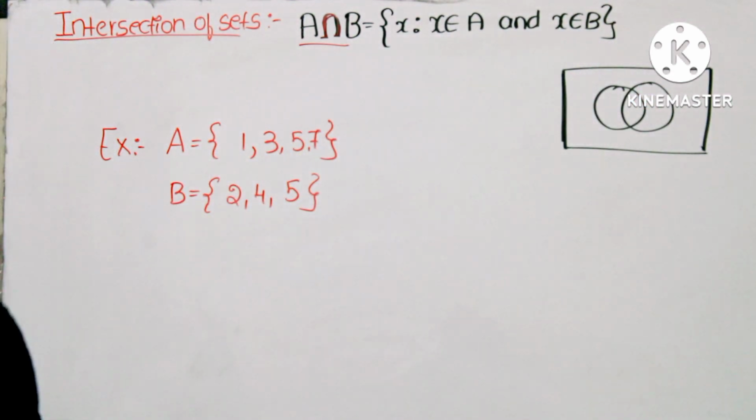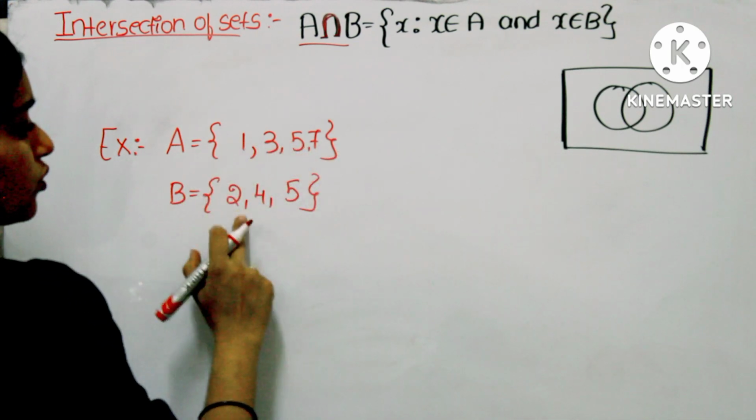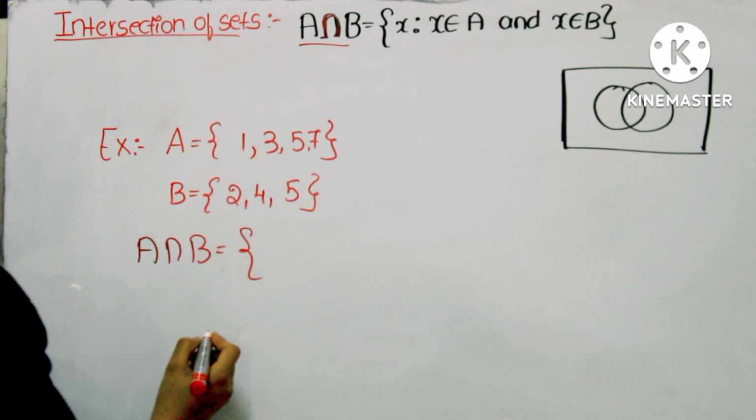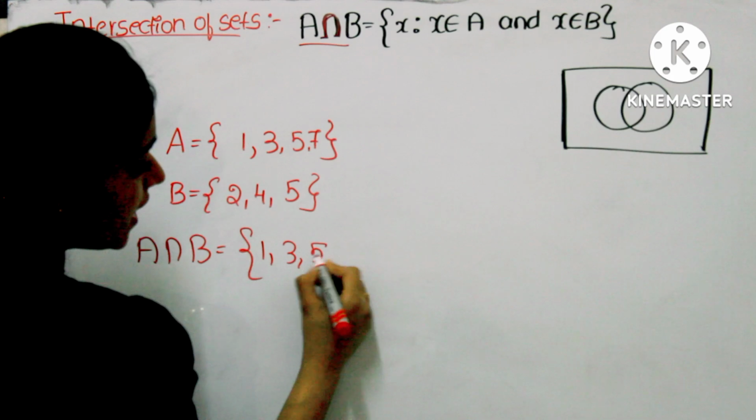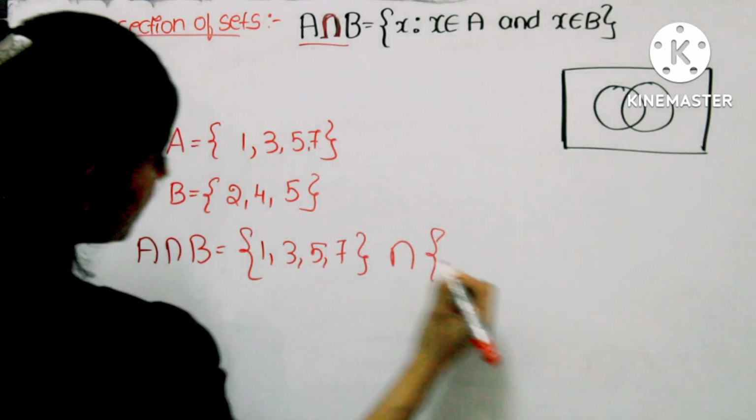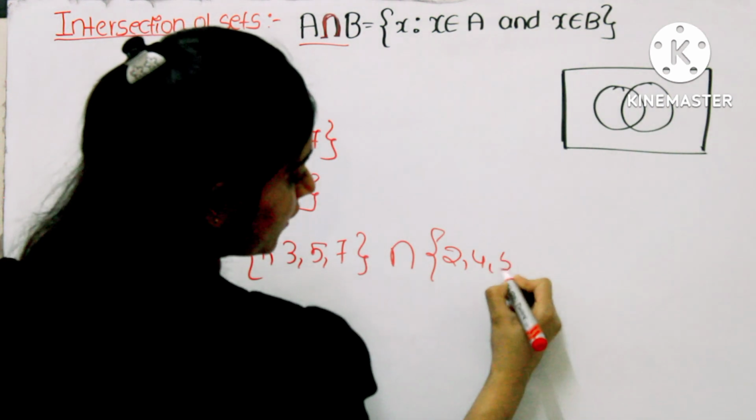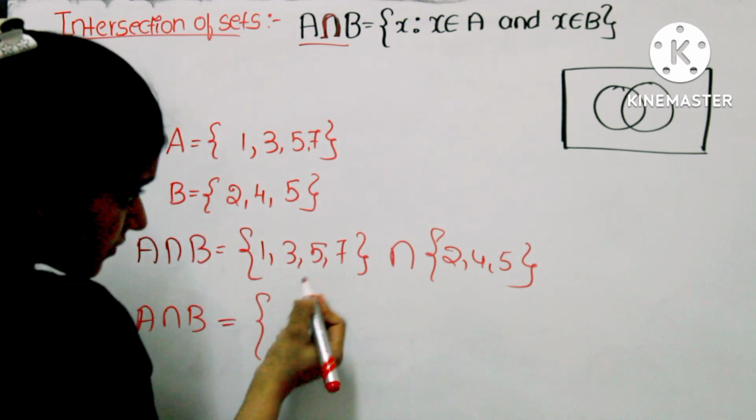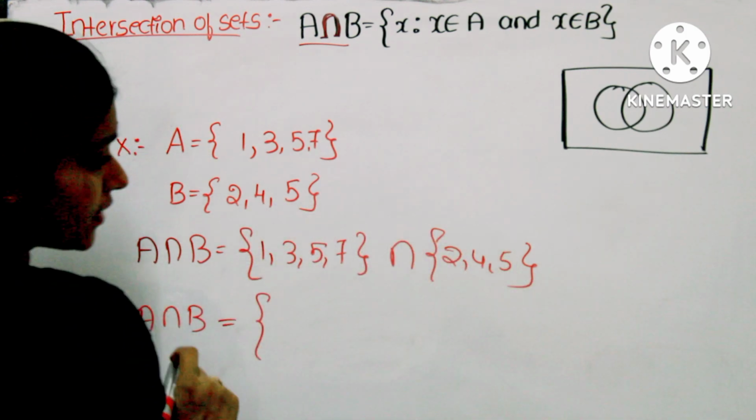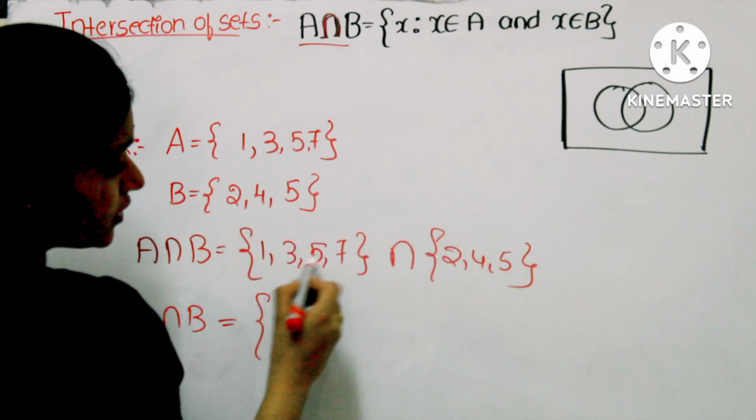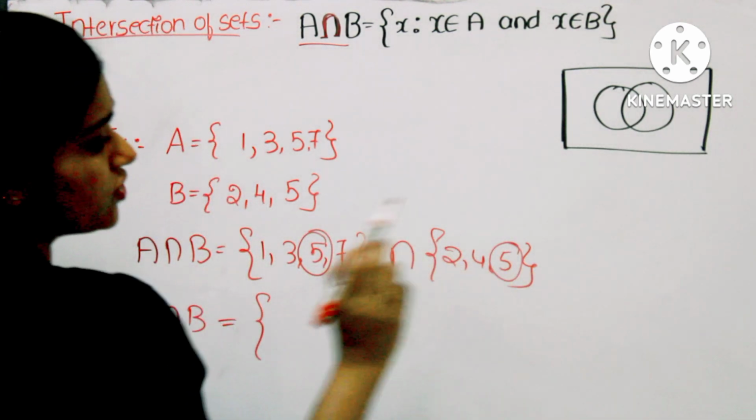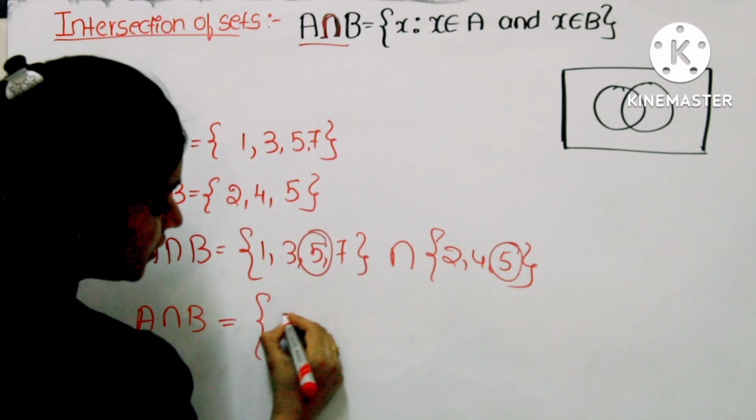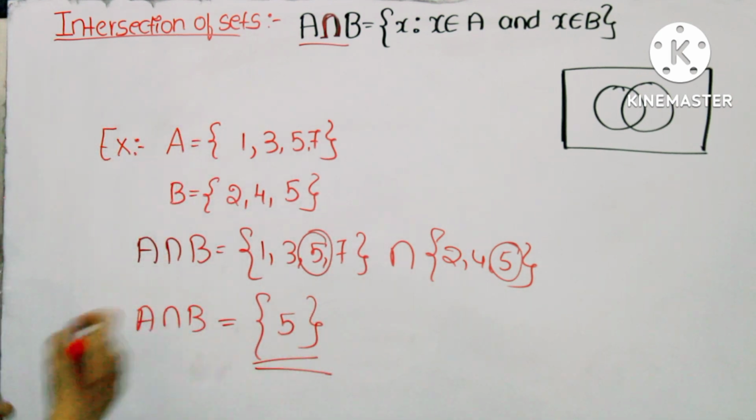Let's take one example. If A is equal to 1, 3, 5, 7 and B is equal to 2, 4, 5, then A intersection B is equal to, see here, first write A: 1, 3, 5, 7, intersection B: 2, 4, 5. So what is A intersection B? Which element is in both A and B? You can see here, 1 is not there, 3 is also not there, 5 is there in both, correct? 7 is not there, 2 and 4 also not there in A. Therefore 5 is there in both A and B. So you have to write 5. So this is A intersection B.